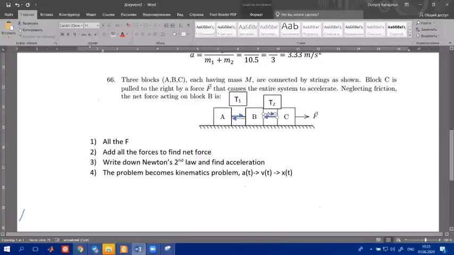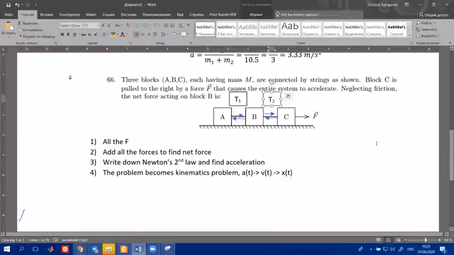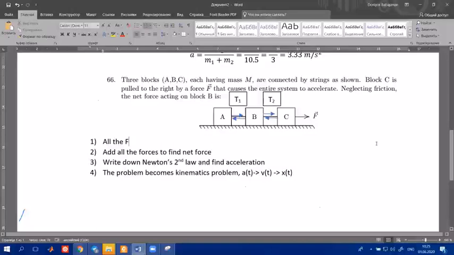So tension T2 acts on the body B to the right and on the body C to the left. This is tension T2. And also force F acts only on the body C. These are all the forces acting in the horizontal direction. As I mentioned before, I don't consider forces along vertical directions because they are balanced with each other. Now the second step, add all the forces to find net force. We have three bodies, that's why we have three net forces.